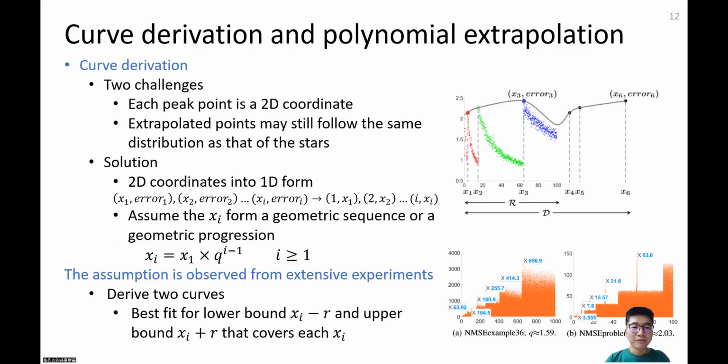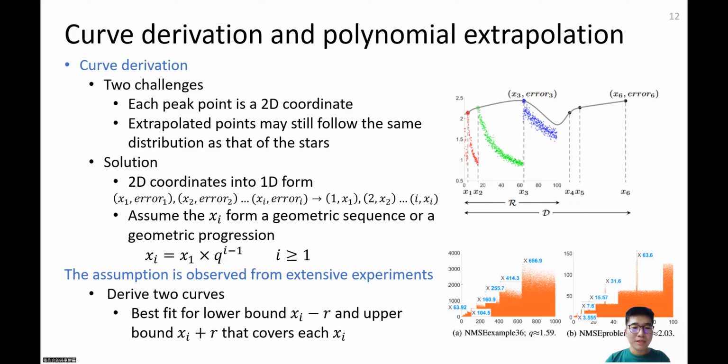Then curve derivation faces two challenges. First, each peak point is represented as a 2D coordinate. Deriving a mathematical function for the green curve is difficult. Eiffel may fail to find such a mathematical function, or would require high execution overhead and introduce significant inconsistencies even if such a function can be found.